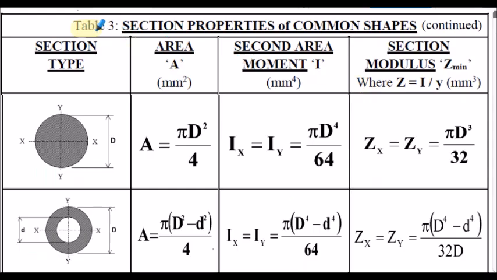Table 3, section properties of common shapes continued here. Here we have properties for the circle and also for the annulus. I'll let you review this slide at your own pace. So essentially, table 3 of our notes has standard section properties that we'll be referring to when we undertake our analysis later in the presentation.